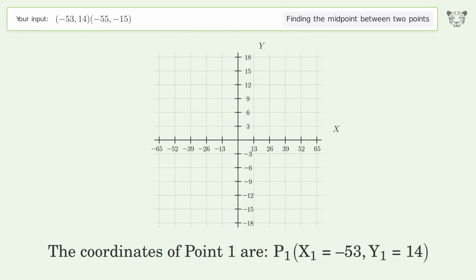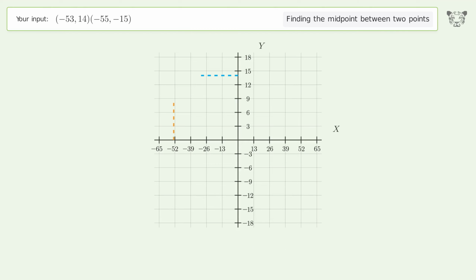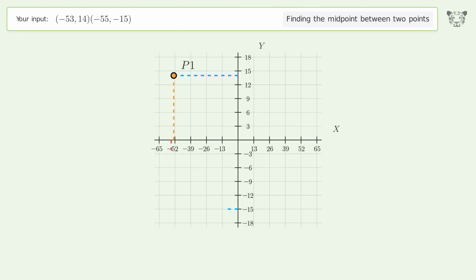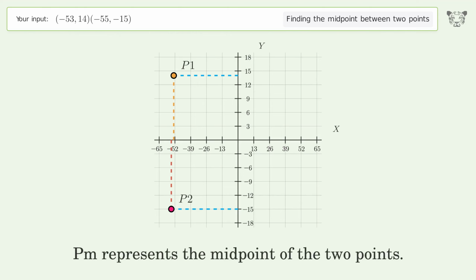The coordinates of point 1 are, x1 equals -53, y1 equals 14. The coordinates of point 2 are, x2 equals -55, y2 equals -15. PM represents the midpoint of the 2 points.